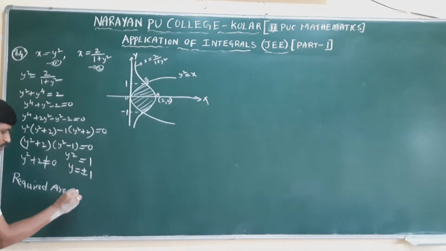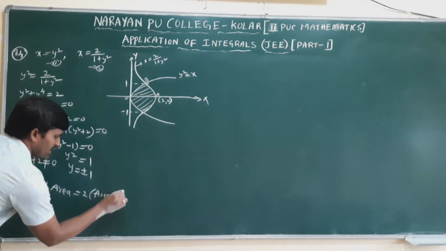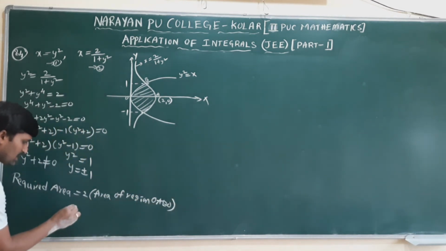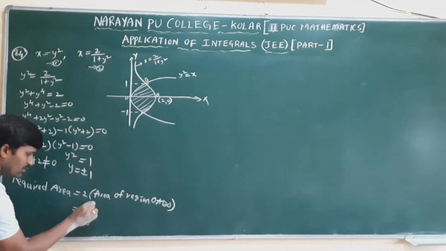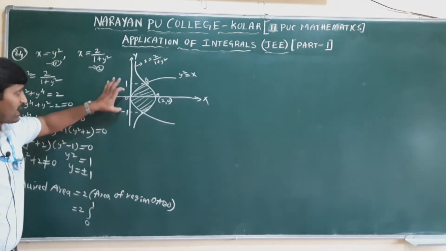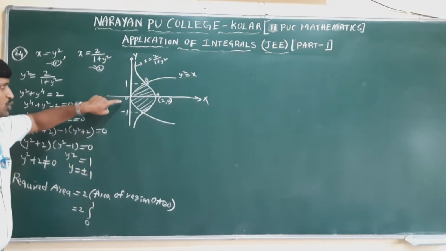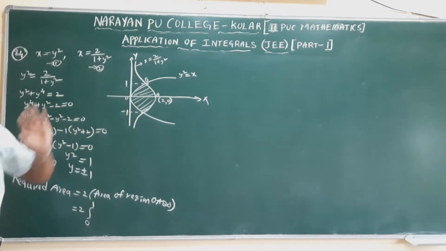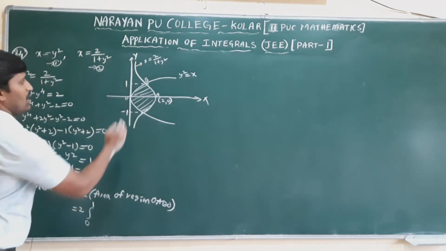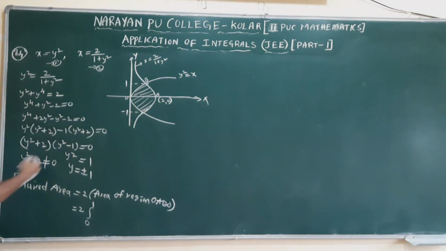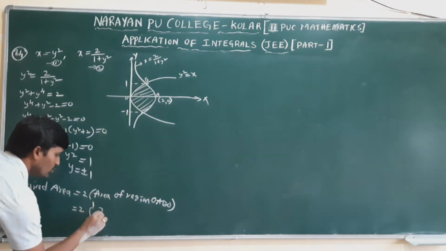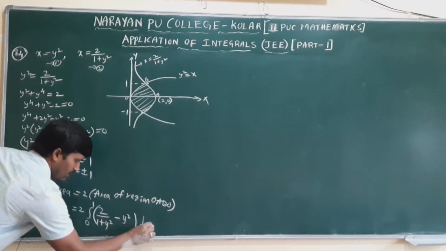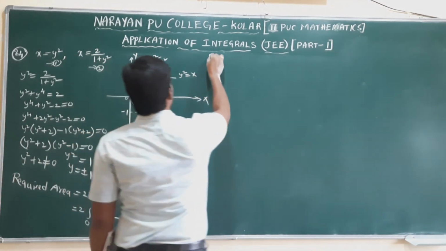equal to 2 times the area of region OABO. That region I am doing with respect to y, because we need from minus 1 to 1. I will do 2 times of 0 to 1, because from minus 1 to 0 the same region also exists. In this view you have to see the upper curve is 2 by 1 plus y square, the lower curve is y square into dy. Because we are taking y limits, we are integrating with respect to y values.